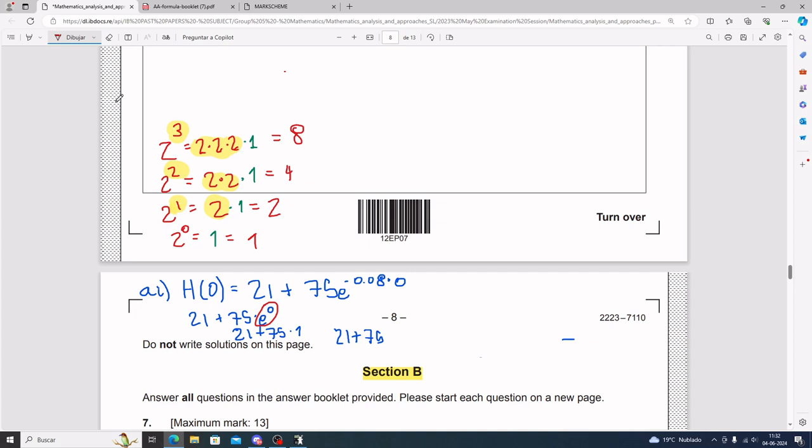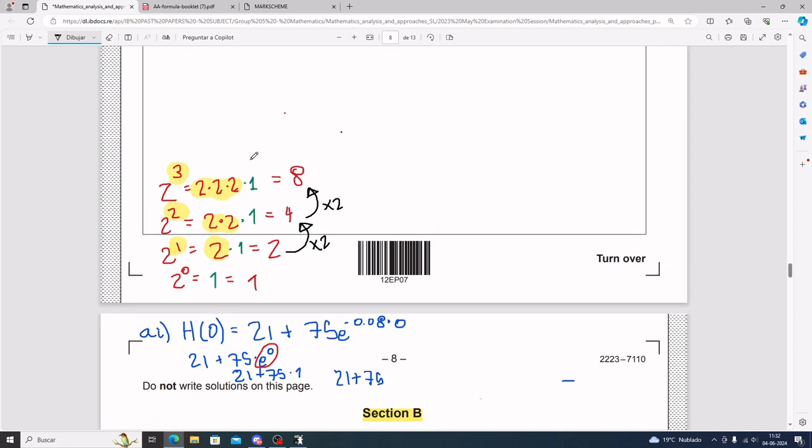The other one that I like a lot is that technically, if you want to go from, for example, 2 to the power of 1 to 2 squared, well, what do you do? You multiply by 2. If you want to go from 4 to 8, what do you do? You multiply by 2. And again, if you want to multiply again by 2, you would end up with 16. So 2 to the power of 4 is 2 times 2 times 2 times 2 times 1.